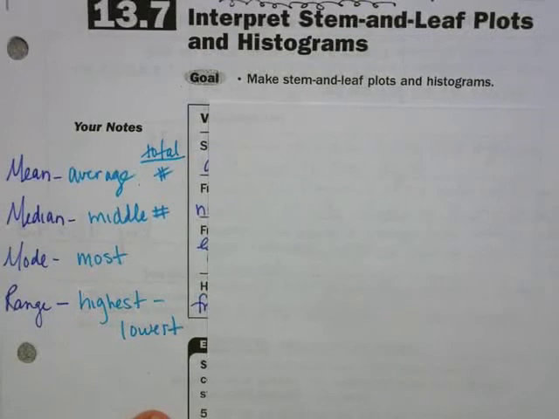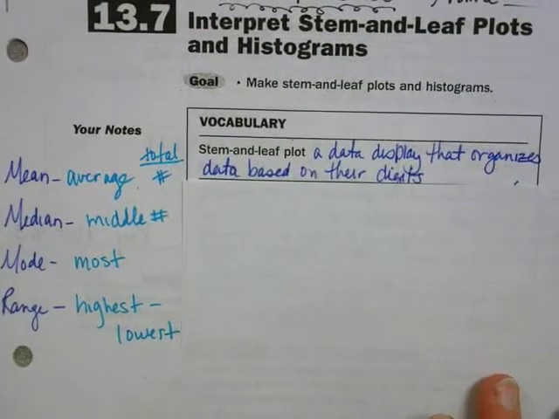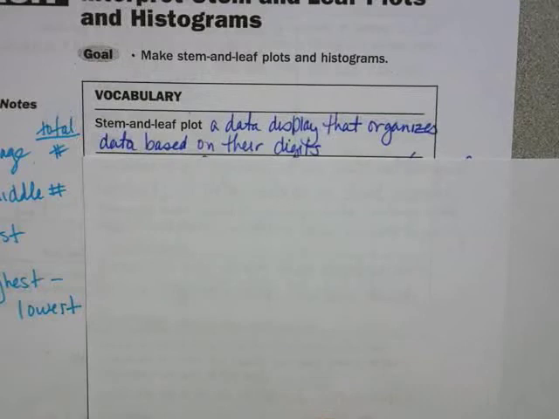So we'll be talking about that stuff as we get through this unit as well. So that's your little 13.6 review. For 13.7, we have some definitions. So we have a stem and leaf plot. It's a data display that organizes data based on their digits. You can pause if you need to.